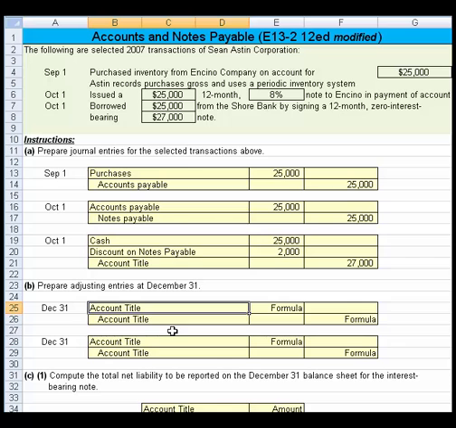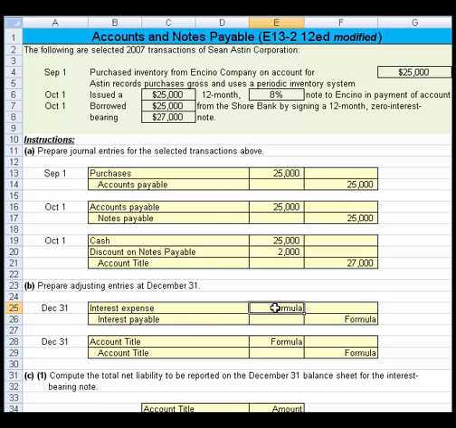Now we've got to prepare some adjusting entries at the end of the period. Now it was a 12-month note, so let's just do the calculations. Well, first off, let's talk about what the adjustment is. It's a debit to interest expense, right? And it will be a credit to interest payable. So now we'll record the interest expense on the $25,000 12-month 8% note to Encino in payment on the account.